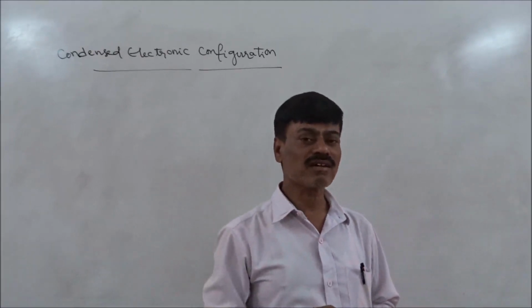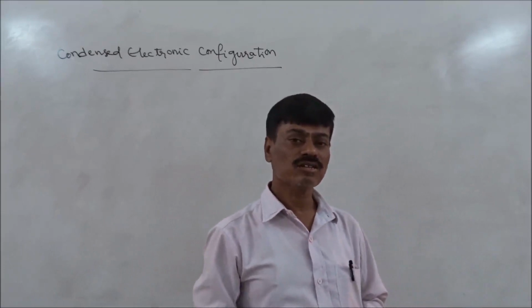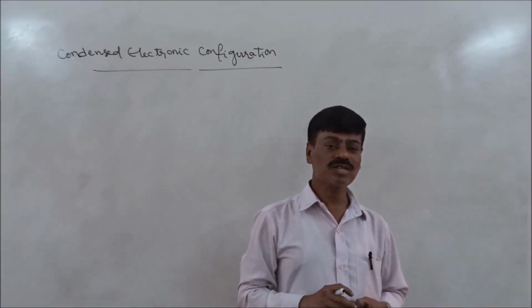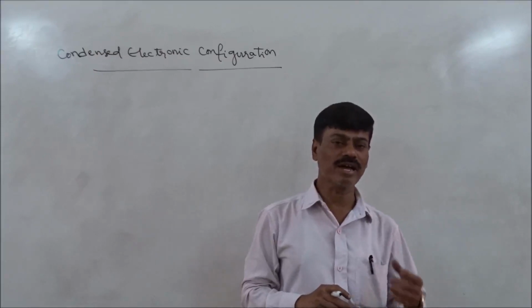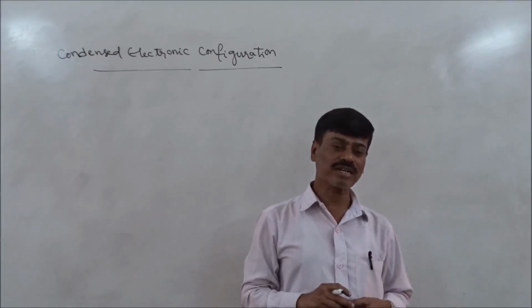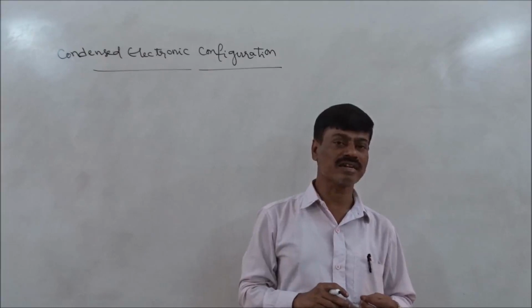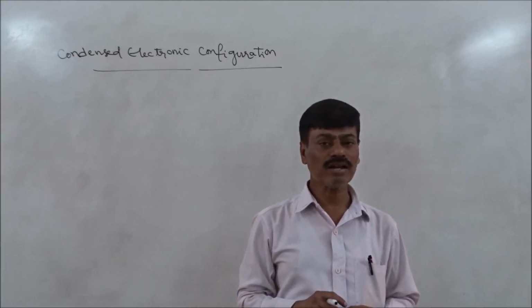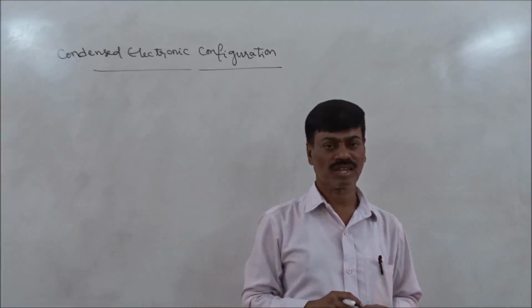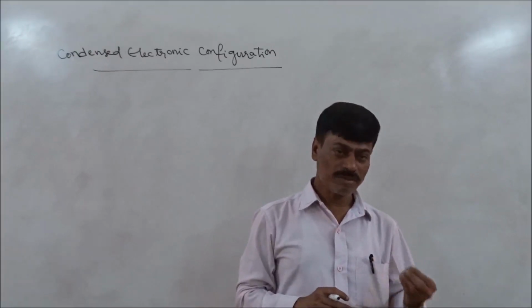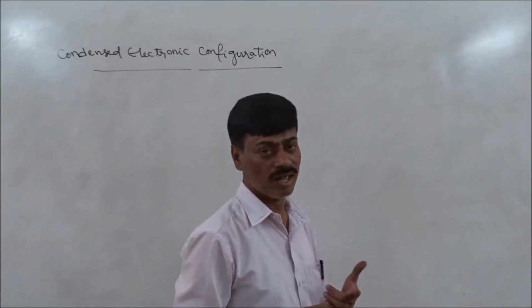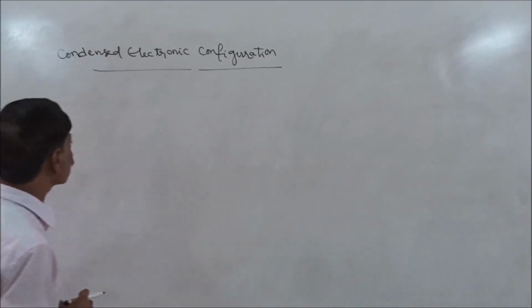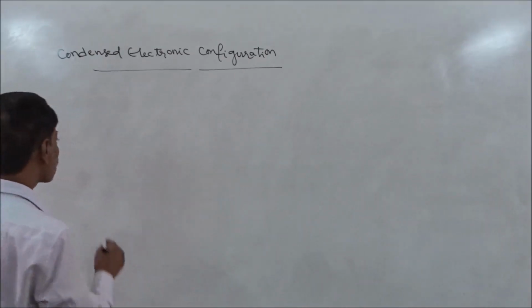Now, which elements are called noble gas elements? Those elements whose outermost shell is completely filled, example helium, or completely filled with 8 electrons, that is octet, example neon onwards. Argon, neon, krypton, xenon, and so on. Now let us see one example for condenser electronic configuration.